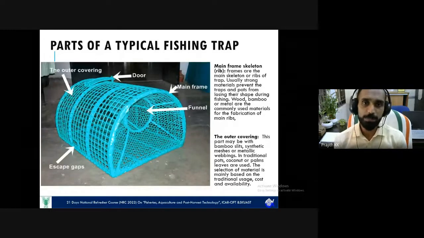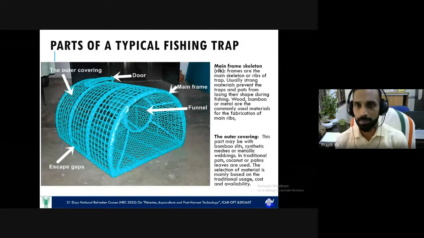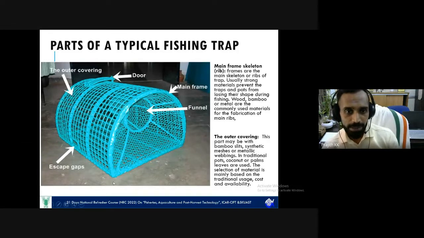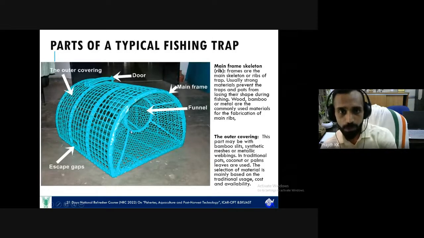Now we can see what the typical parts of a fishing trap are. There will be main ribs. You can see the thick kind of structure. That is called main ribs, main frame or skeleton. This should be very strong. Here you can see 1, 2, 3, 4 ribs. Then there will be an outer covering. Traditionally it may be palm leaves or some vegetative material. If it's a modern fish trap, it will be some synthetic material or stainless steel or metal. That is the outer covering.